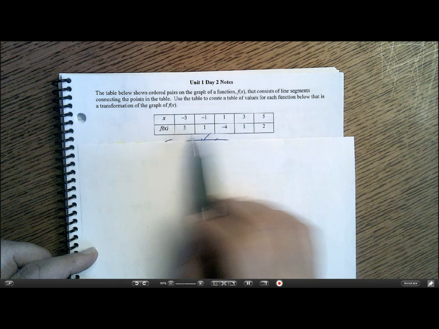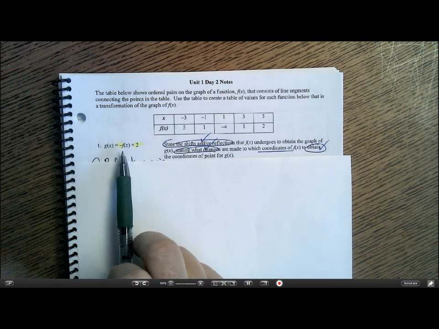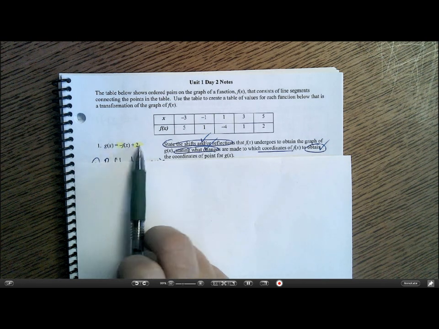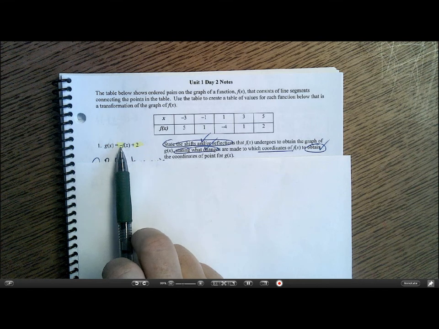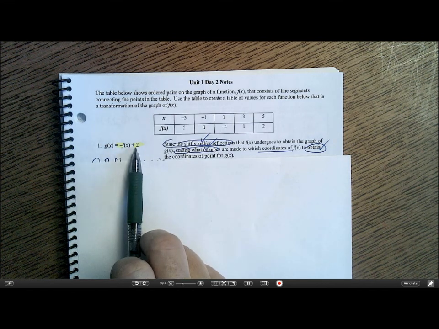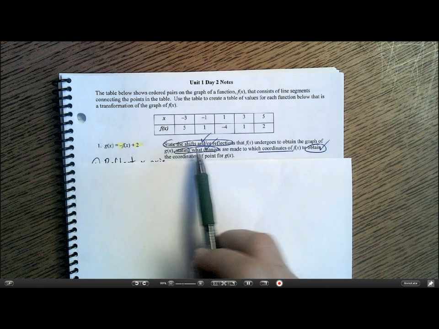So here is our original f of x function. And now we have a change to the graph. So if we look, we are dealing with stuff on the outside. So this is going to be a reflection against the x-axis, and then we're going to go up 2. Again, just making sure that we read the directions.